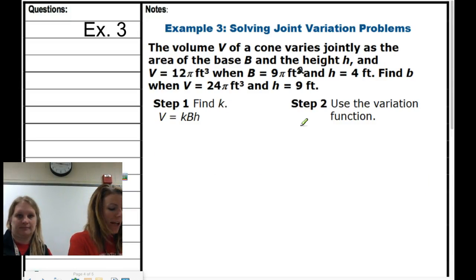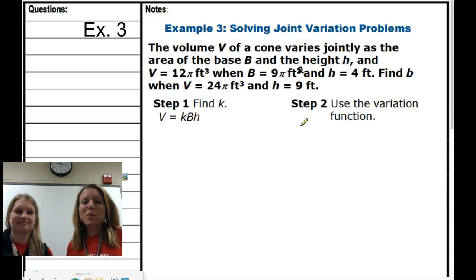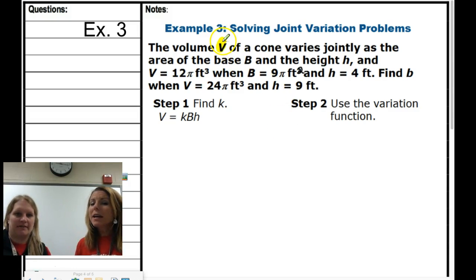There we go. Example number 3. The volume V of a cone varies jointly as the area of the base and the height h. So right away, we got a V, we got a B, and we got an H.